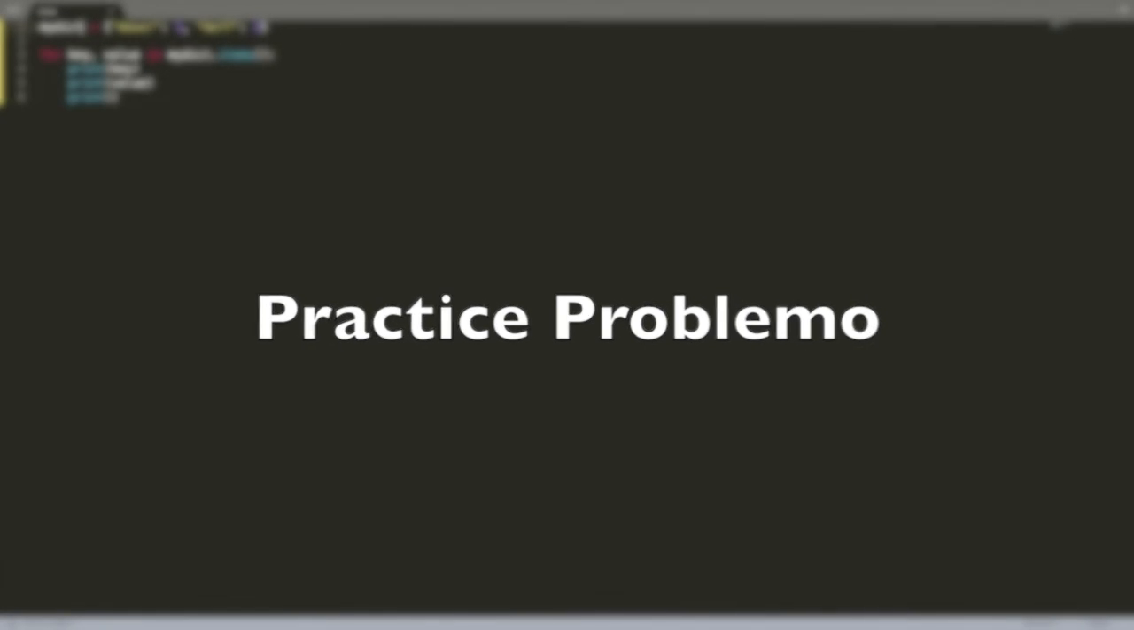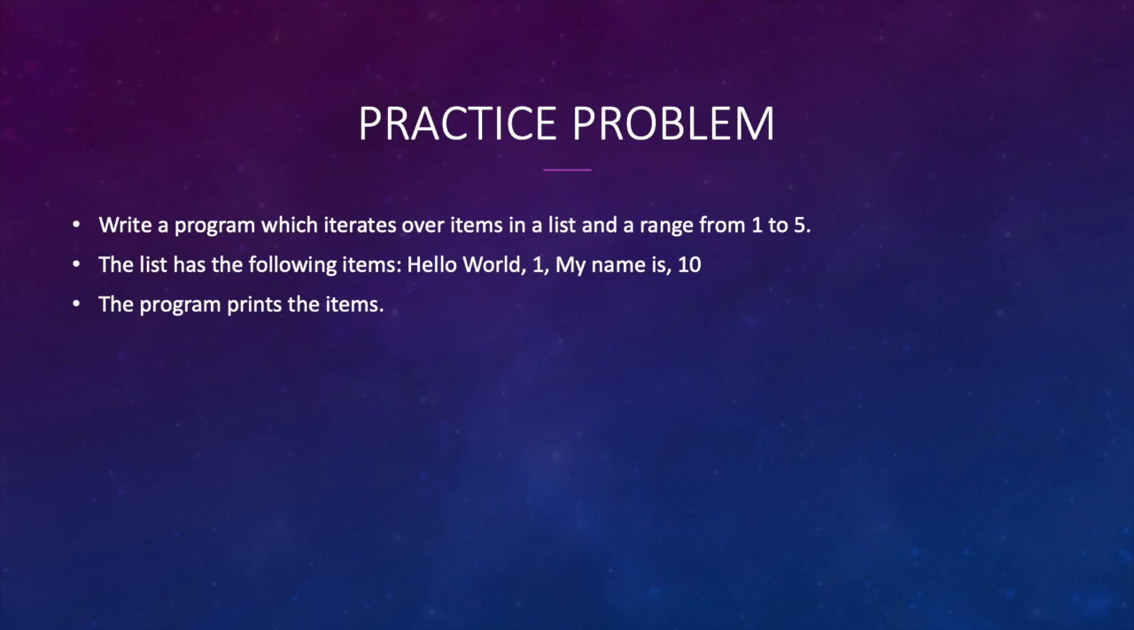Now I have an exercise for you. You need to write a program which iterates over items in a list and also a range from 1 to 5. The list has the following items: hello world, a string, 1, an integer, my name is, a string, and 10, an integer. And the program prints out each of these items on each iteration.